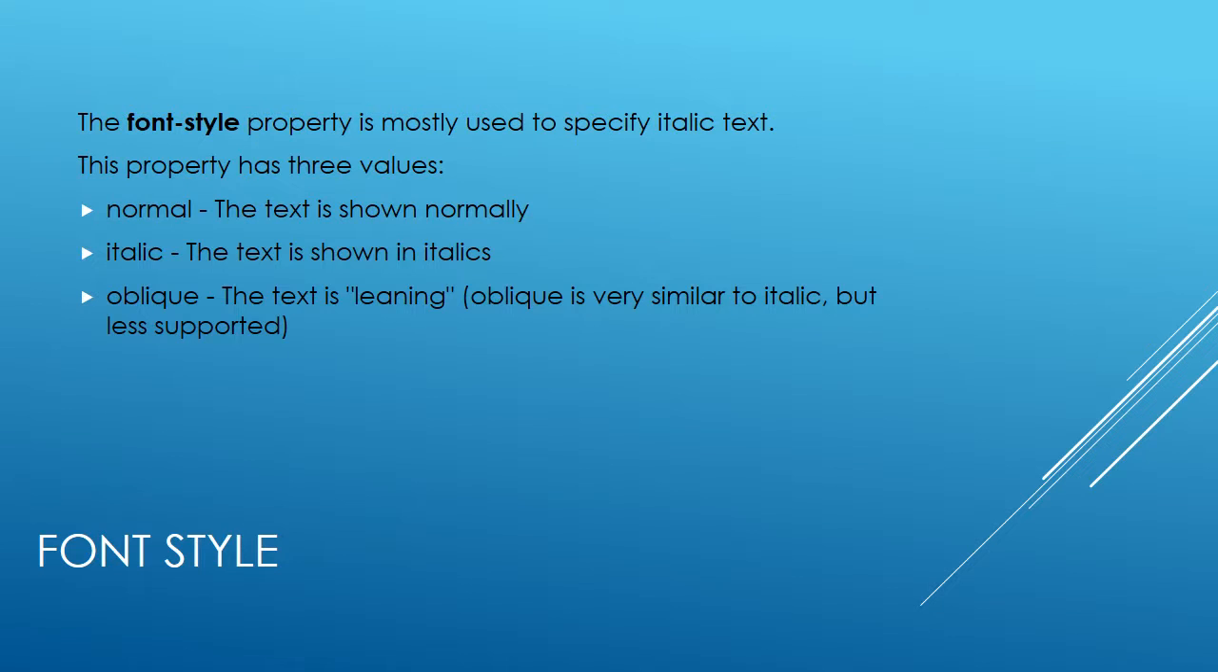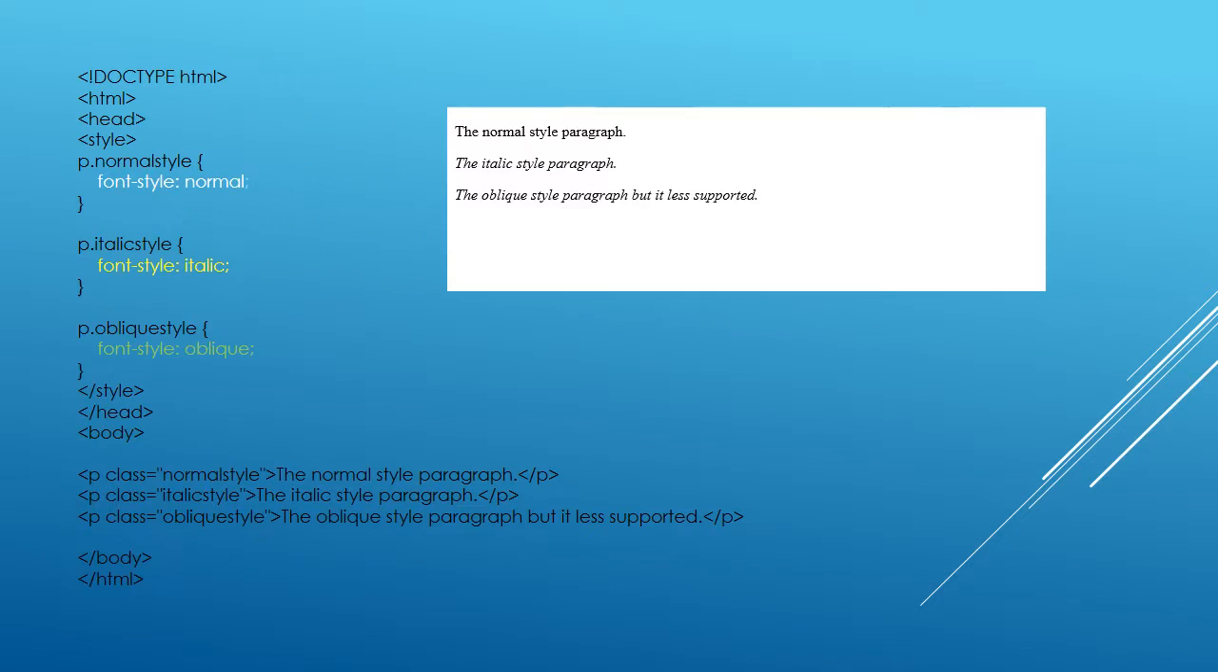The font style property is mostly used to specify italic text. This property has three values. Normal: the text is shown normally. Italic: the text is shown in italics. Oblique: the text is leaning. Oblique is very similar to italic, but less supported. Examples of font style property.